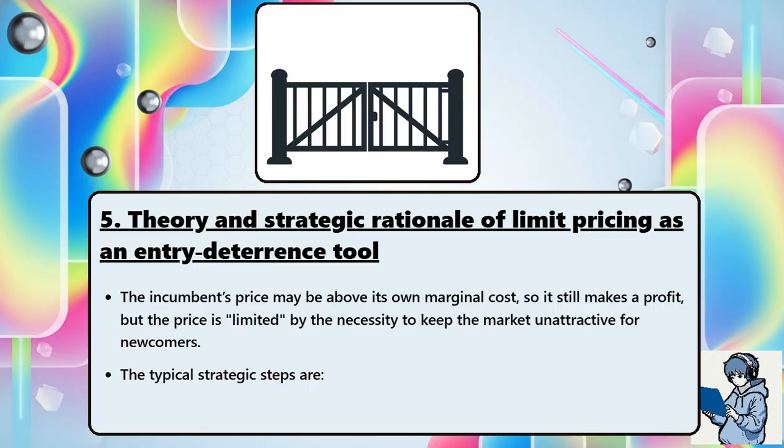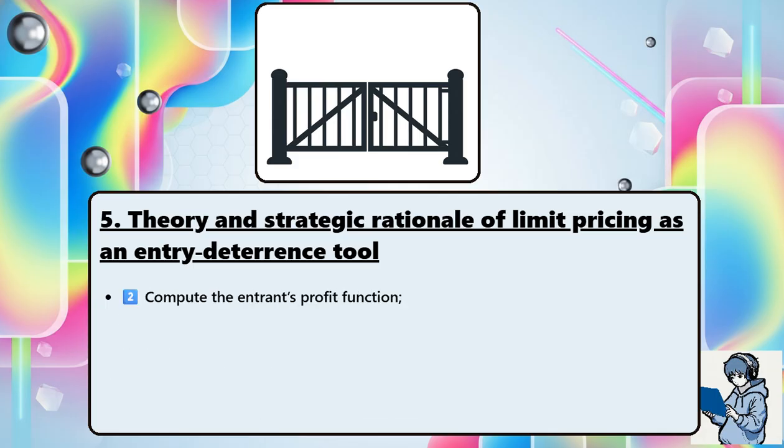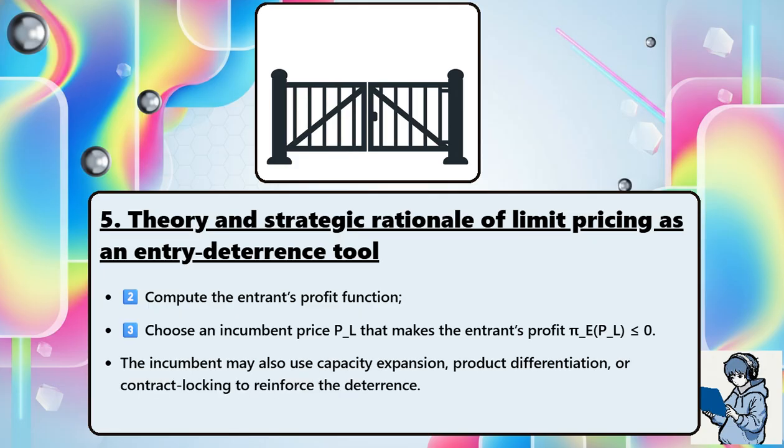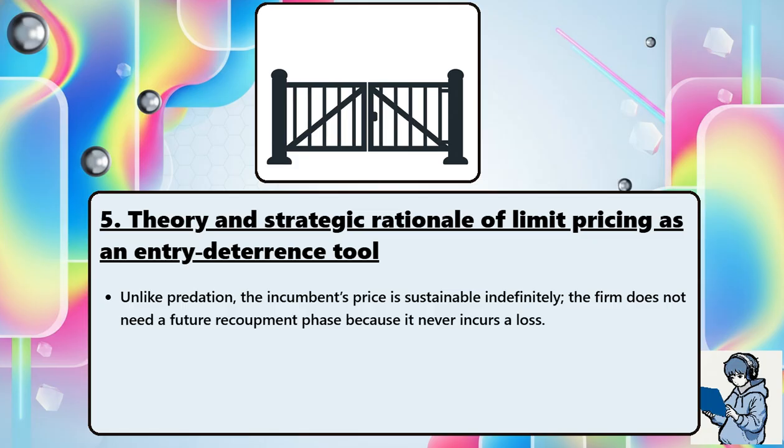The typical strategic steps are: estimate the entrance cost structure and demand curve. Compute the entrance profit function. Choose an incumbent price P_L that makes the entrance profit pi_E of P_L less than or equal to zero. The incumbent may also use capacity expansion, product differentiation, or contract locking to reinforce the deterrence. Unlike predation, the incumbent's price is sustainable indefinitely. The firm does not need a future recoupment phase because it never incurs a loss.